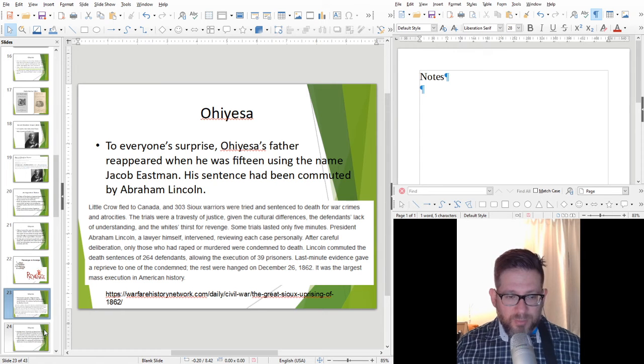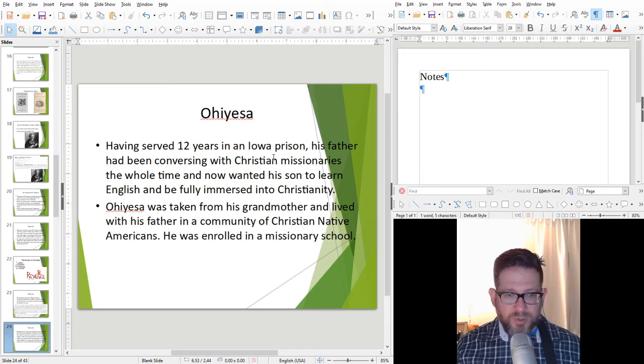Over these years, while in prison, his father has changed. And part of that was he served 12 years in this Iowa prison, and daily Christian missionaries would come into the prison to talk with the prisoners and to try to get them to become Christians. His father becomes a Christian, learns to read English, learns to read the Bible, and now wants his son to learn English and also to read the Bible. So he doesn't take them to a reservation, he takes them to a missionary community, and they live in houses, and there's a school there, and it's very strange for Ohiyesa. So he's taken from his grandmother, and now he lives with his father.